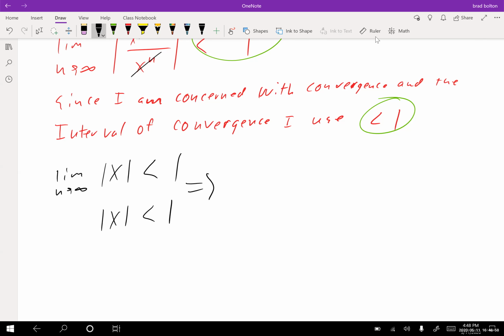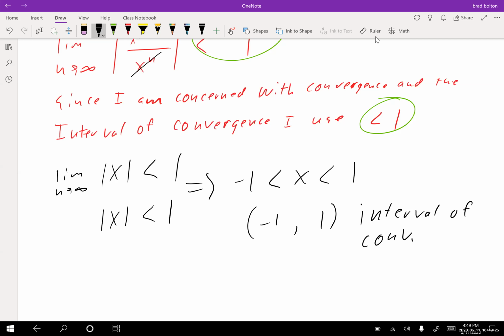And then you guys should remember how to undo this. This becomes -1 is less than x is less than 1. This is a way that you can rewrite an absolute value with its bounds. So we now know that x has to be between -1 and 1. And this is now our idea of our interval of convergence. Okay? So this is our concept of interval of convergence.